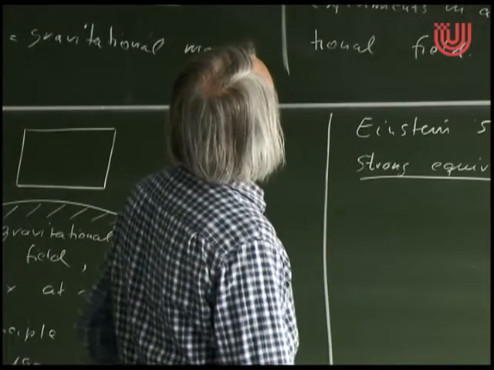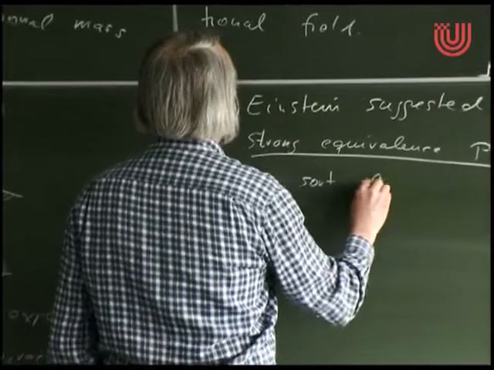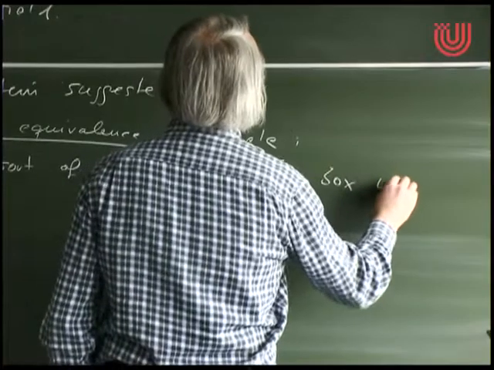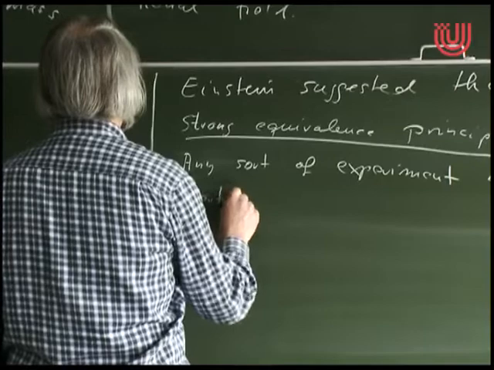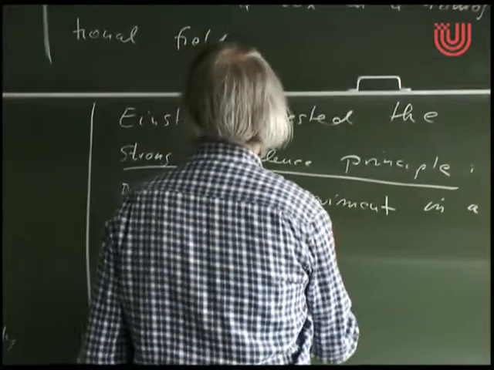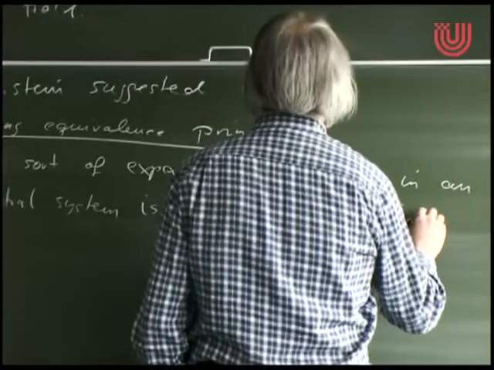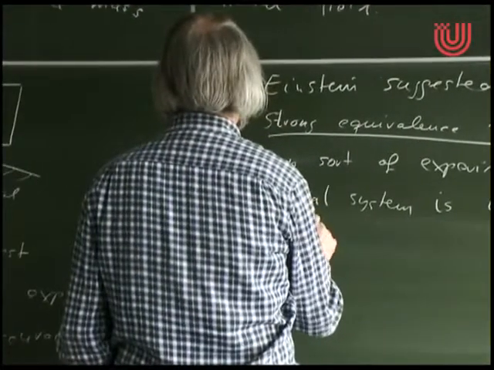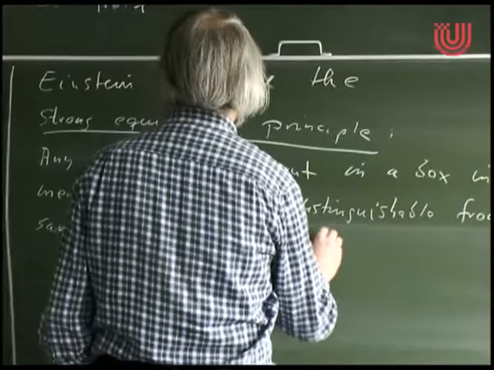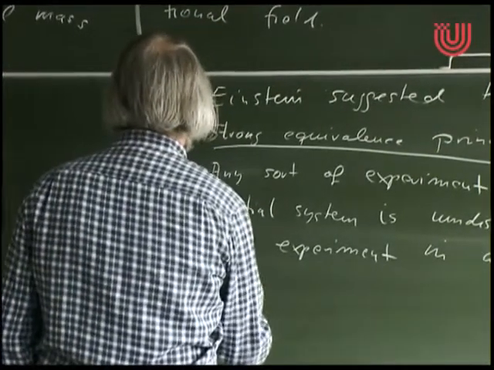Maybe I should write down both, because both are interesting. So let's say: any sort of experiment in a box in an inertial system is indistinguishable from the same experiment in a freely falling box in a homogeneous gravitational field.